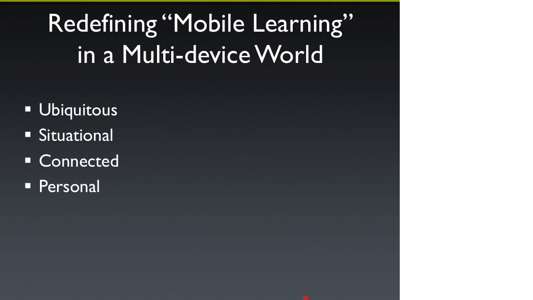I also think that in our multi-device world, we should redefine mobile learning. Typically, I read definitions of mobile learning talking about the mobility of the learner, the size of the device, and these kinds of things, and I'm not so sure about that. I think a lot of that is context guessing. I don't know about you, but I probably use my mobile phone more in my house than I do in transit or on the go outside.